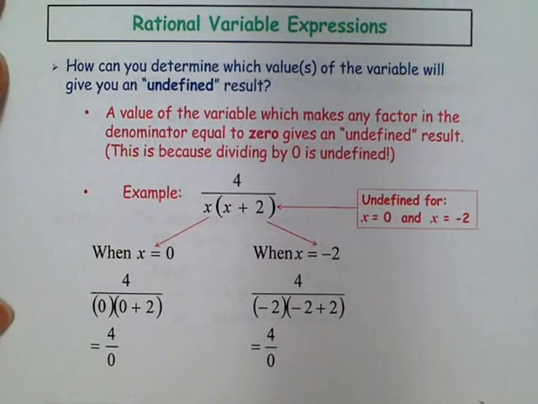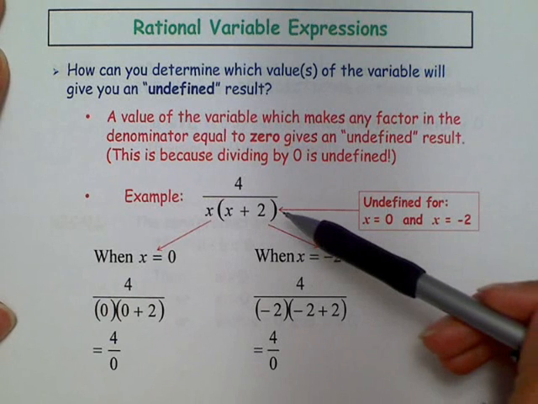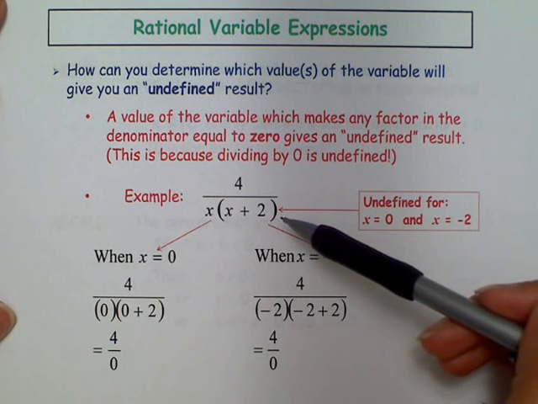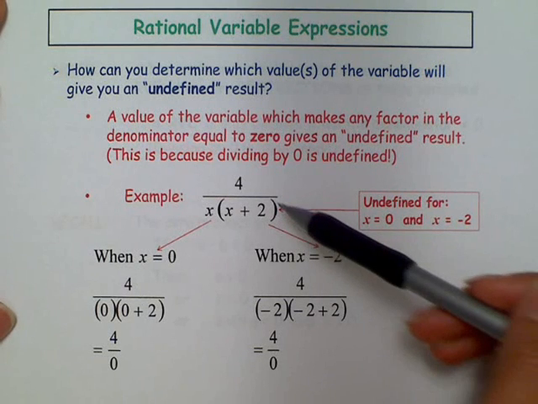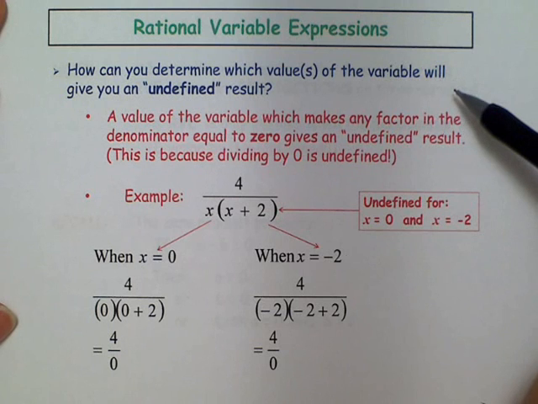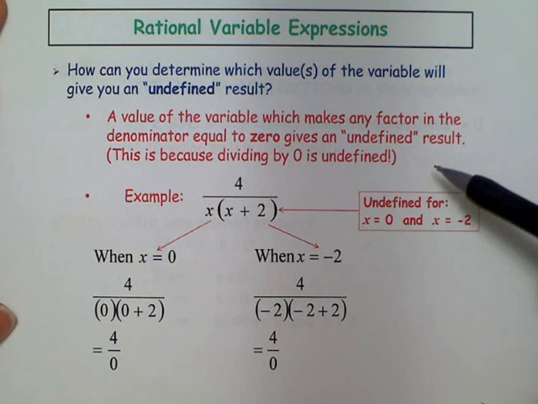Because we are going to have variables in the denominator of the rational variable expression, what's going to end up happening is certain values of the variable will give you an undefined result in the denominator. So, how can you determine which values of the variable will give you an undefined result? A value of the variable which makes any factor in the denominator equal to 0 gives an undefined result. This is because dividing by 0 is undefined.